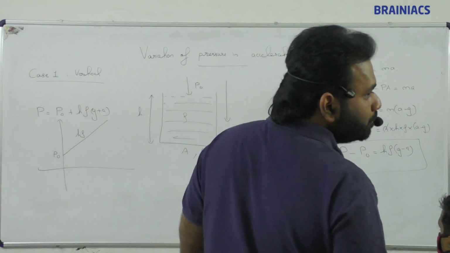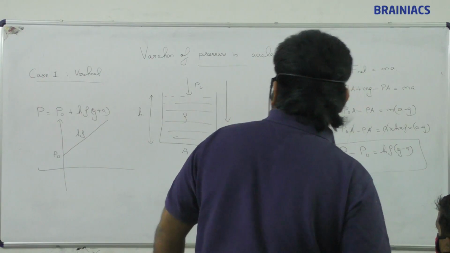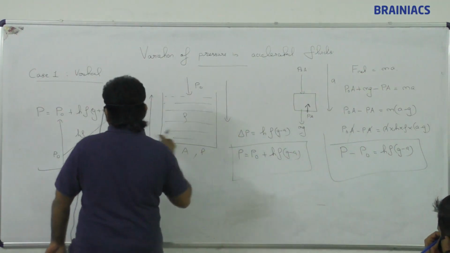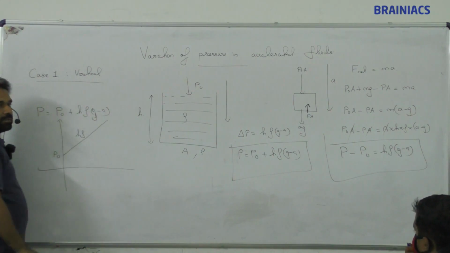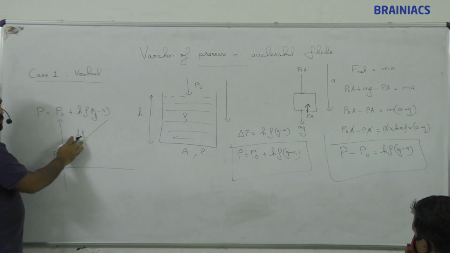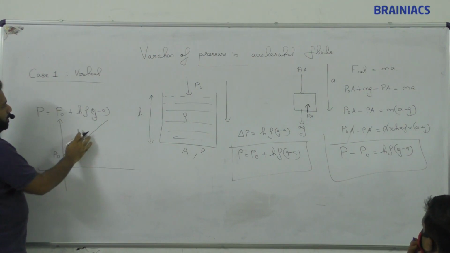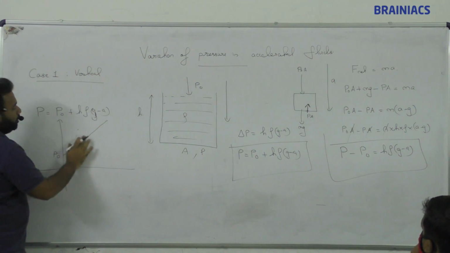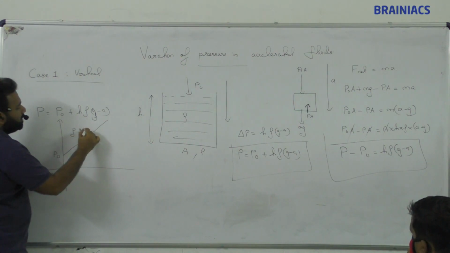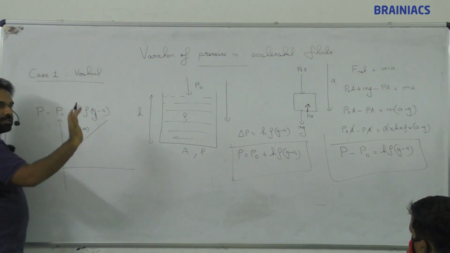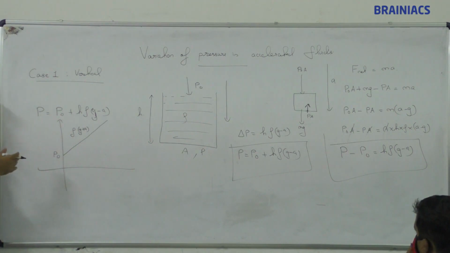Slope P is equal to... in this case it is going to be g minus a. Sorry, this is going to be rho into (g plus a) in one case and rho into (g minus a) in the other. Thank you, just correct it.